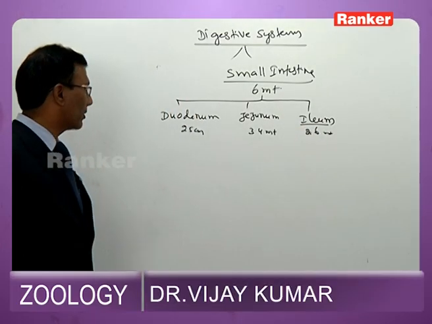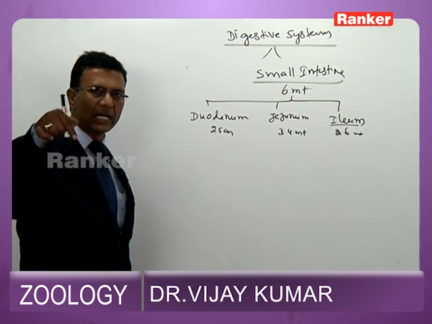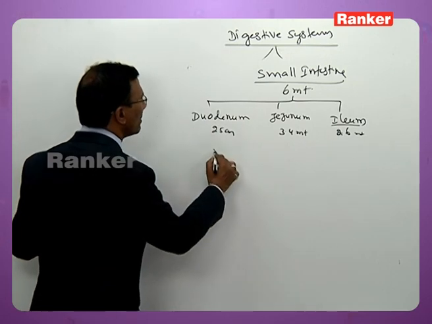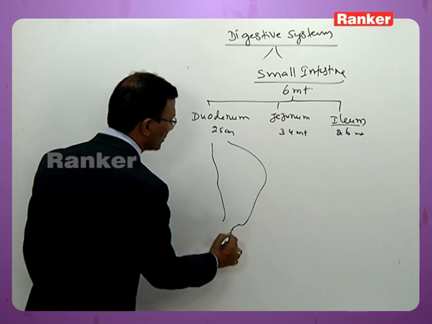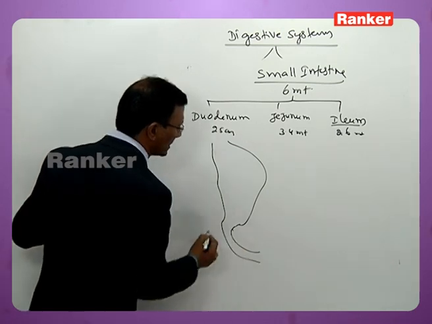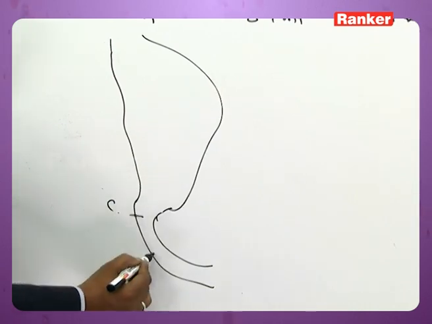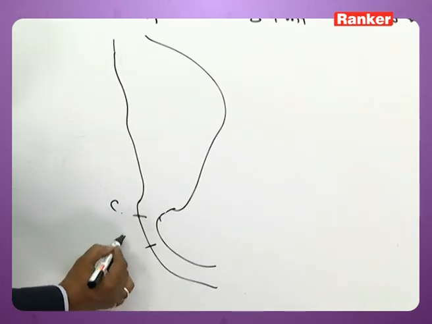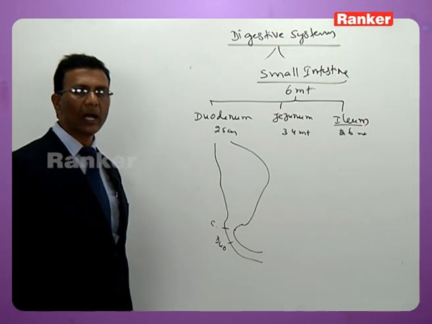The stomach is followed by the duodenum. Towards the end of the stomach, it is followed by the C-shaped curve here. The C-shaped curve is followed by the structure called duodenum.